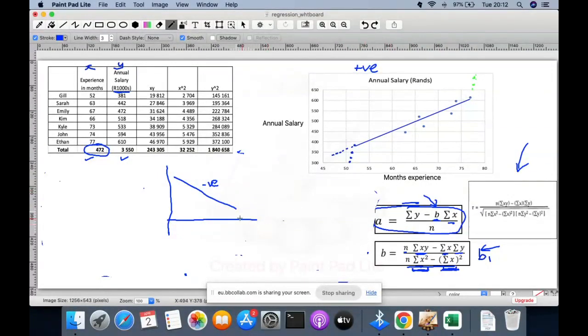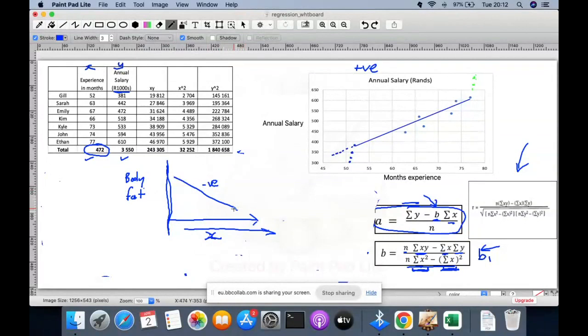Can anyone think of an example in real life where as we increase the x, the y would decrease? I'll give you one example. For instance, if your x was the time you spent running or exercising, and the y was your body fat. Now, as you would expect, the more exercise you do, as you increase x, your body fat will decrease. So that's an example of negatively correlated data.